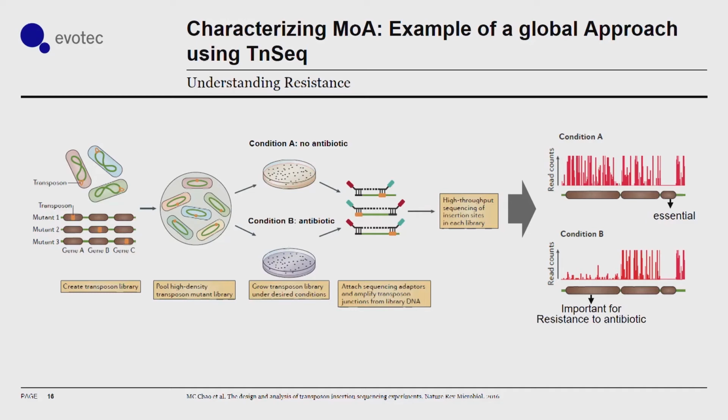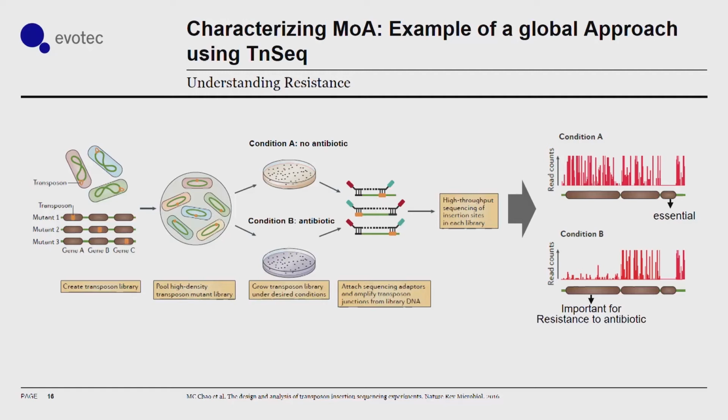But I will point out that there are a number of things that you could do to try to understand more of the global view of the mode of action of your compound. I'm just presenting one very briefly. It's called TnSeq, so transposon sequencing. The idea is to create a transposon library pool at very high density and then expose the library to control conditions or challenge conditions. And then count, these red bars here are indicating the number of mutants that you have at each position.